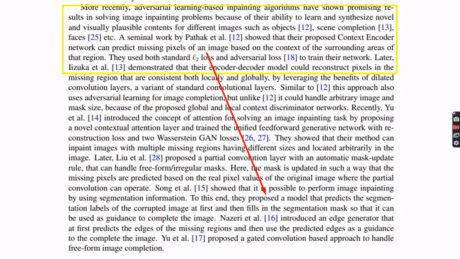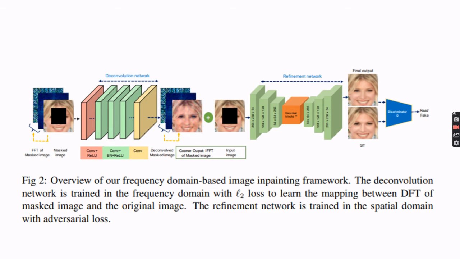Most recent adversarial learning based inpainting algorithms have shown promising results, but this frequency domain prior is going to need fewer compute resources. Even with fewer compute resources, it's going to work the same. The proposed model first predicts the segmentation labels and the corresponding image, and then fills the segmentation mask so that it can be used as guidance to complete the image with this semantic information.